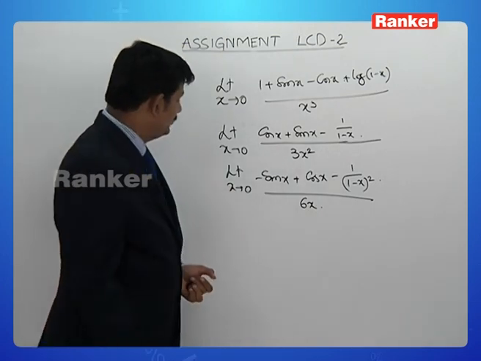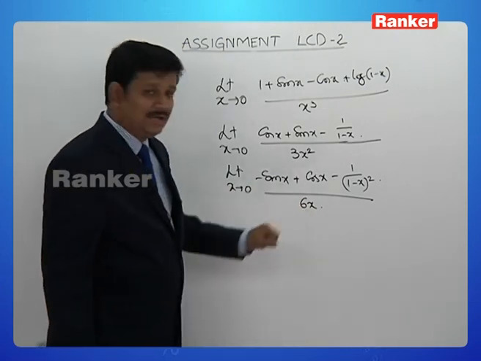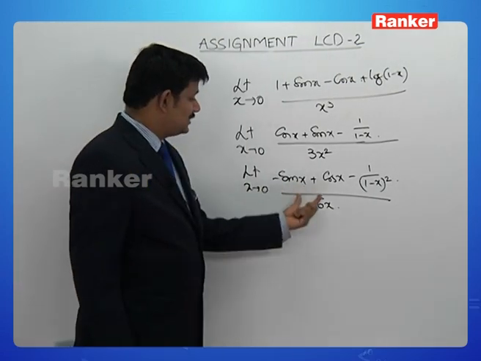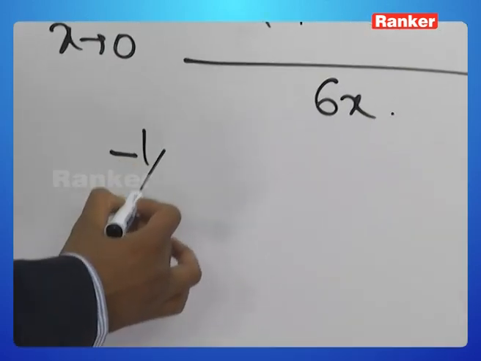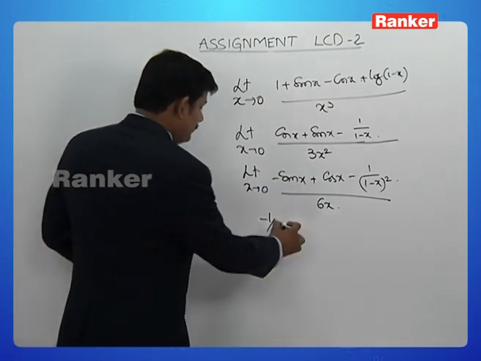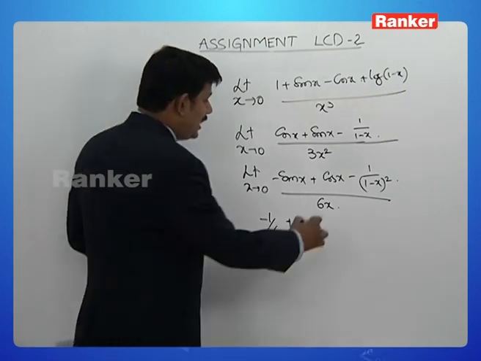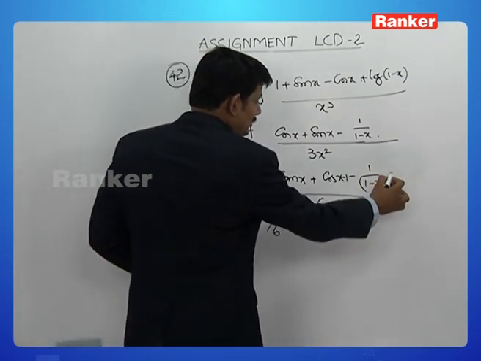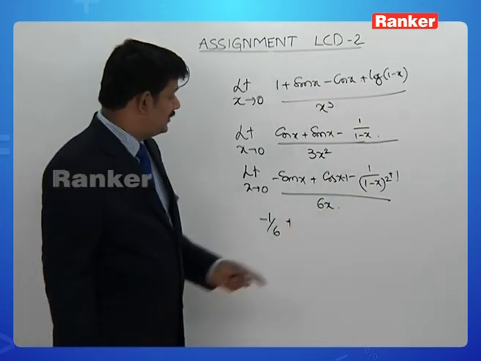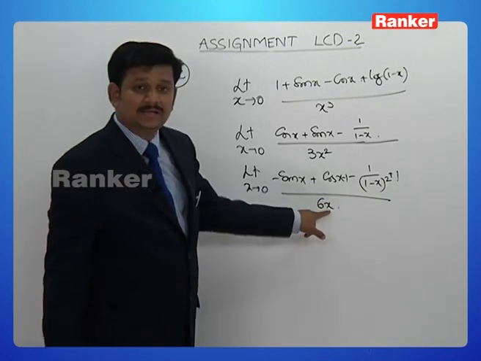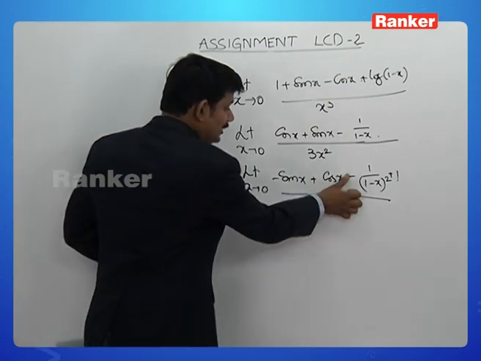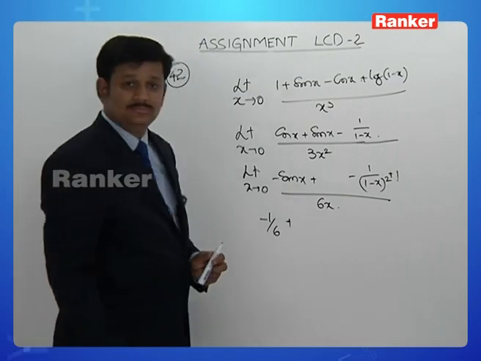Now, we can see some standard limits. Sin x by x, we know it is 1. So, we have minus sin x by 6x, which will be minus 1 by 6. So, this part of the limit is minus 1 by 6 plus, let me add and subtract 1 here, minus 1 plus 1, cos x minus 1 by x square, we know it is minus half. So, cos x minus 1 by only x will tend to 0. So, this part of the limit is 0. So, we can as well erase cos x minus 1.